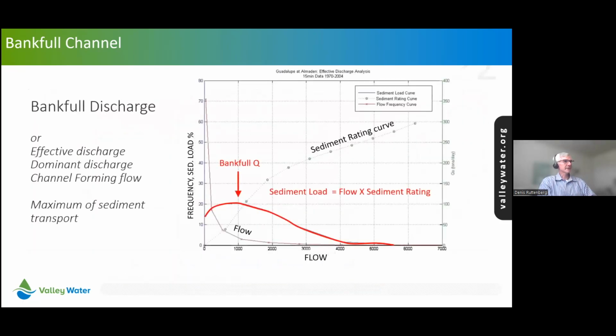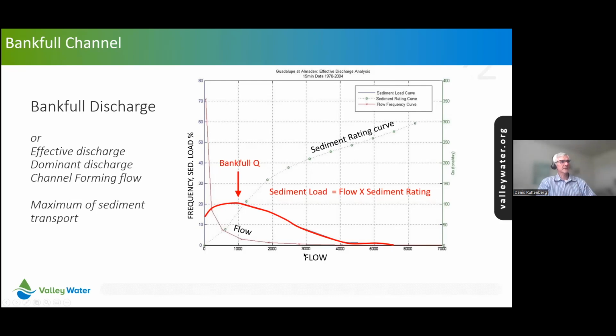We'll talk more about it here. So again, for those who like to have fun with equations here, what is the flow associated with the bankfull channel? When the bankfull channel is full, what is that discharge, that flow? It's also sometimes called effective discharge, dominant discharge, or channel forming flow. It's where the maximum sediment transport takes place.